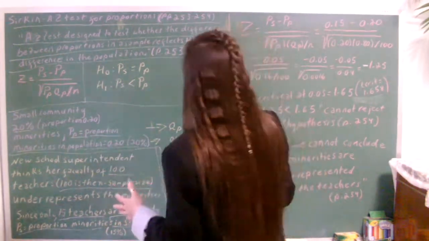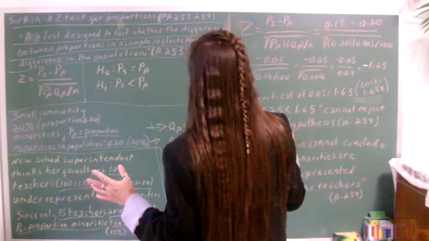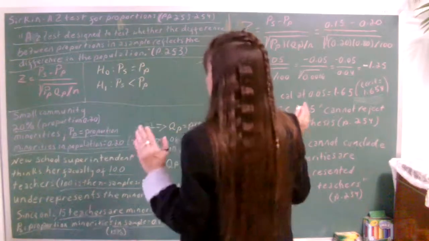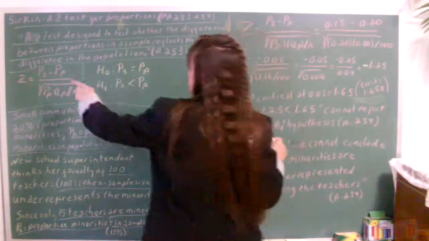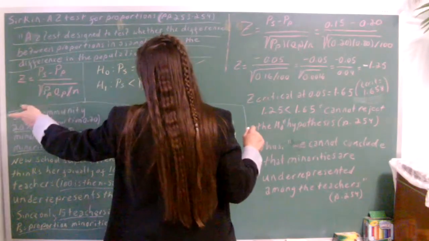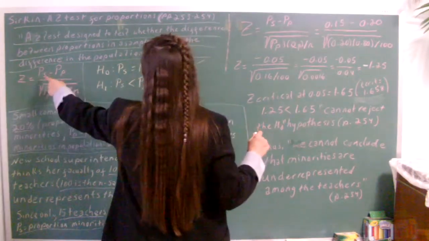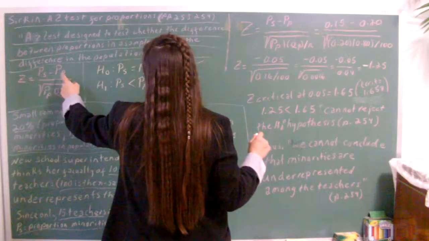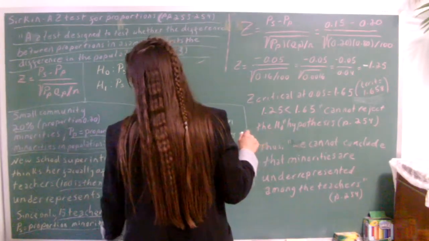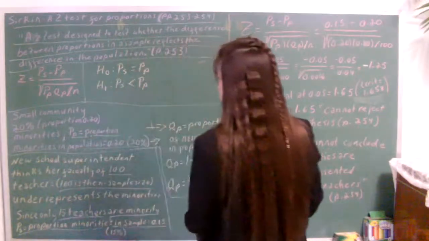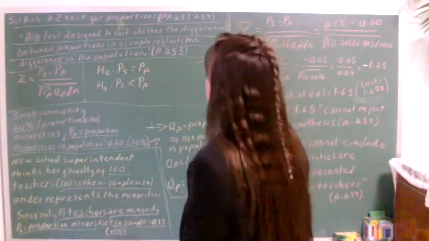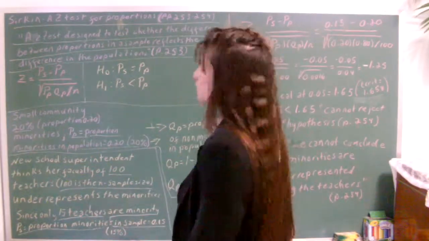But it's good she checked this out just to see how everything's looking, and it's good she ran a z and compared the two together, the population and the sample, the proportion of minorities in the sample compared to the proportion of minorities in the population. P subscript p for the population and p subscript s for the proportion of minorities in a sample. So this is basically your Sirkin, a z-test for proportions.